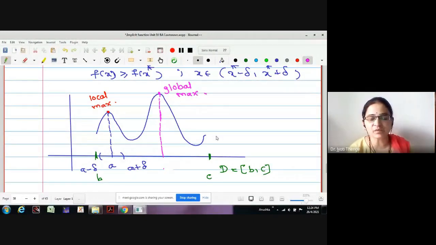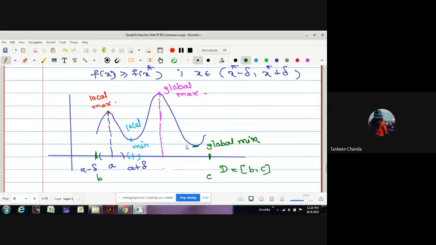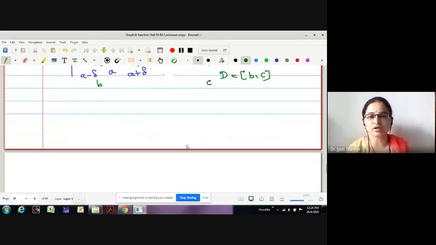Similarly, one can find local minima and global minima as well. If I look at this point and draw a small neighborhood around it, this will be local minima. And if I look at the whole domain, this point gives me the global minima. Understood the difference between local and global concept? Yes, students? Yes, ma'am. Good.